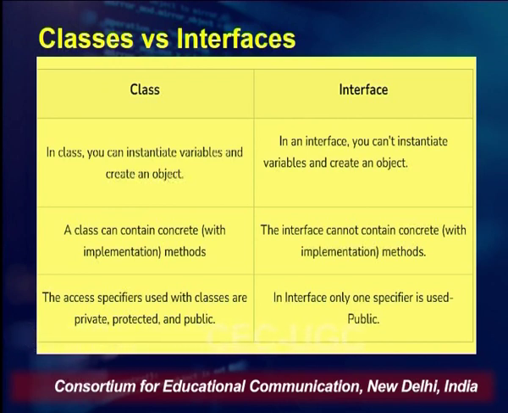Now, are there any differences apart from this relationship? Are there any differences between classes and interfaces? So, the answer is yes. We have a variety of differences between classes and interfaces. Within a class there are variables that can be instantiated. That means in a class you can instantiate and create an object. For an interface you cannot instantiate and create an object. So, it is not possible to create an object of the interface.